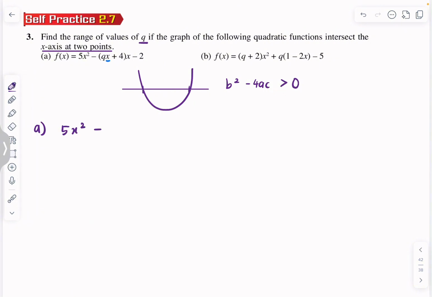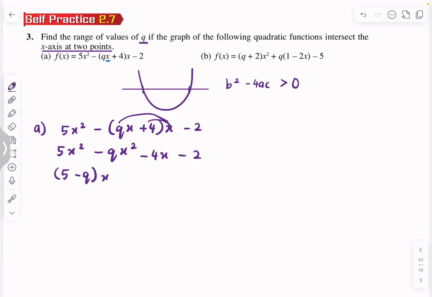5x squared minus qx plus 4 minus 2. So we expand this. We get 5x squared minus qx squared minus 4x minus 2. Okay, so 5x squared and qx squared, we can factorize it to make it 5 minus q, x squared minus 4x minus 2. So from here we can say our A is this whole thing, our B is negative 4 and our C is negative 2.